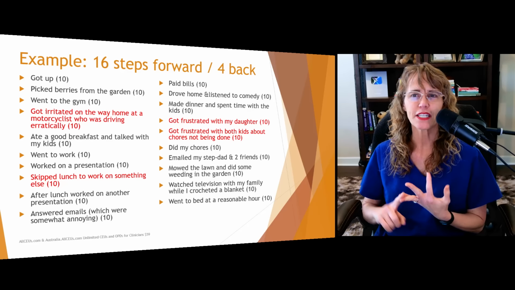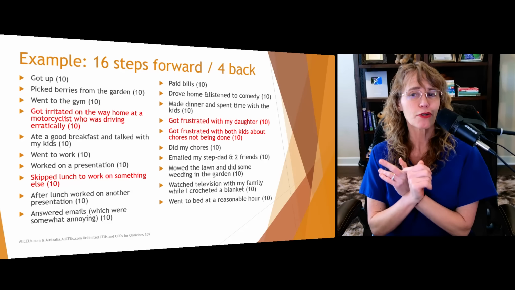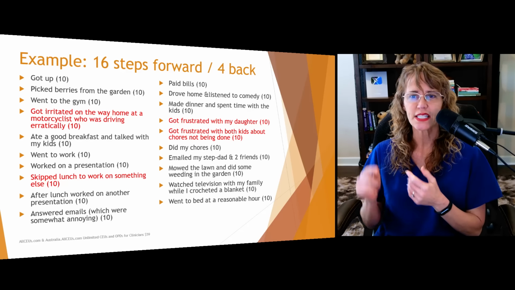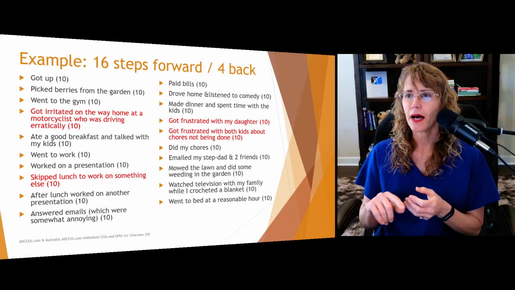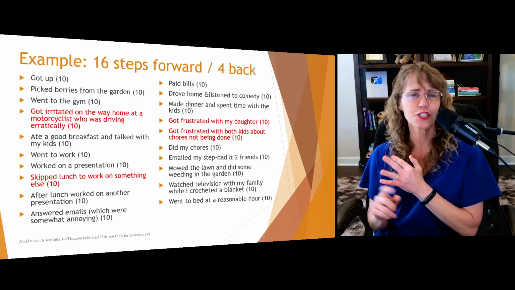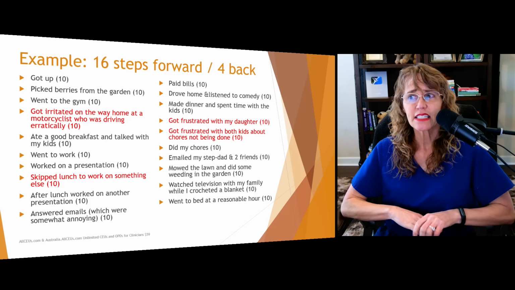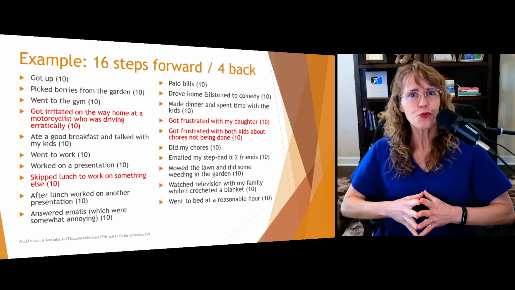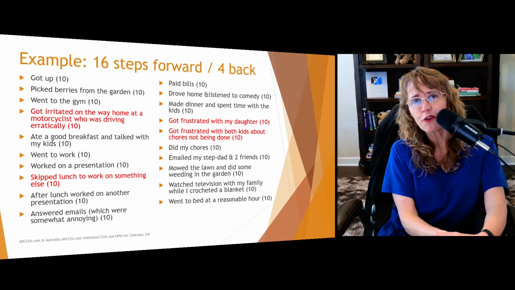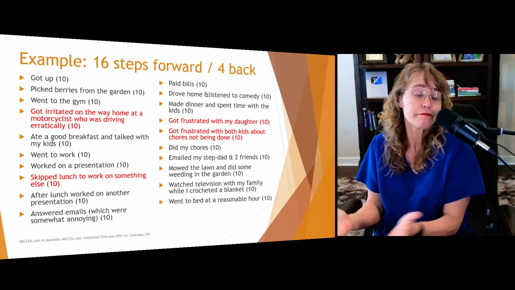I got up, I picked berries, went to the gym. I got irritated on the way home at a motorcyclist who was driving erratically. Ate breakfast, went to work, worked on a presentation. I skipped lunch. I did a lot of other stuff. I got frustrated with my daughter, and then I got frustrated with both kids. So there's 4 things in there, so 40 of the 200 in terms of my energy that I used moved me away from my rich and meaningful life instead of toward it.